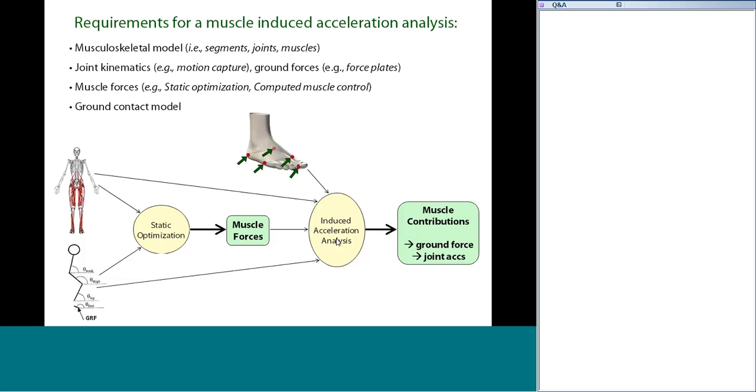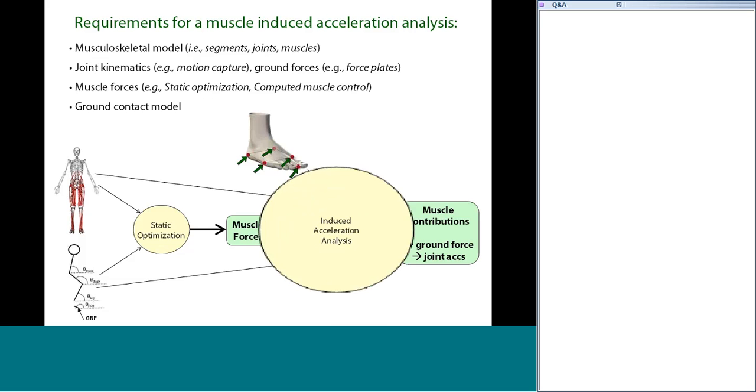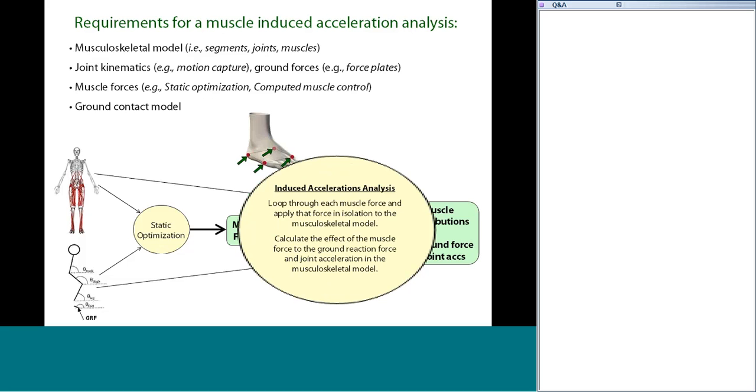Just briefly, what an induced acceleration analysis does is, once it's provided with a list of muscle forces that were previously calculated, it will loop through and apply each of these muscle forces in isolation and calculate the net effect of that muscle force on the ground reaction force and the joint accelerations in the model itself. Again, I'm not going to go through the algorithm because of time constraints, but later on I'm going to refer you to a user manual where you can find all of that information.